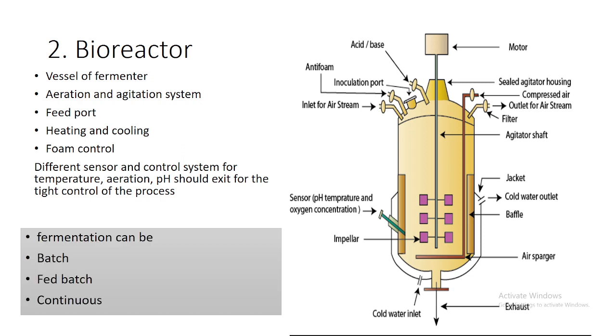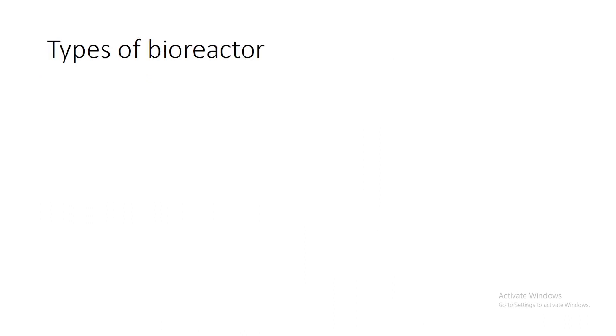Then fermentation, when you're talking about fermentation, the process can be batch, it can be fed batch or continuous fermentation. And continuous fermentation, to maintain the fermentation in a continuous mode, you can use chemostats and turbidostat, which will regulate the addition and removal of media and the spent media respectively.